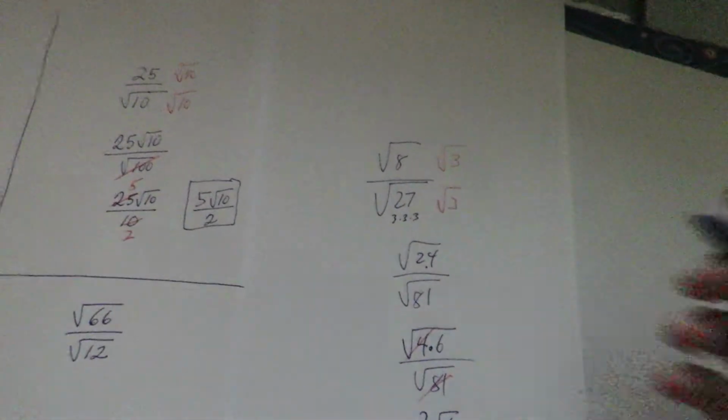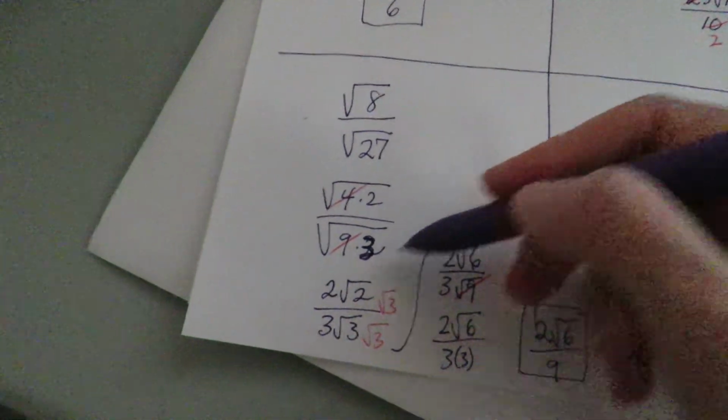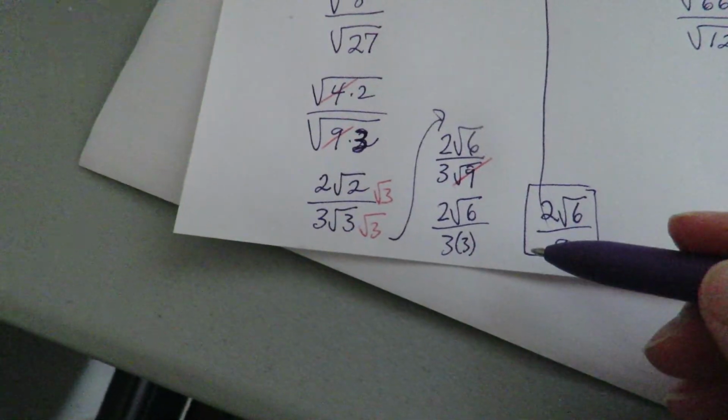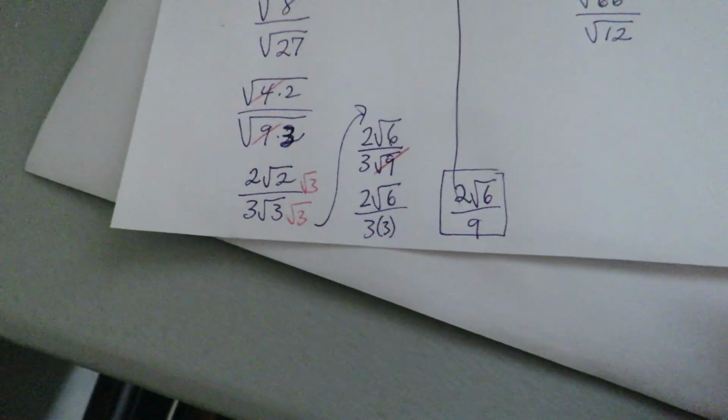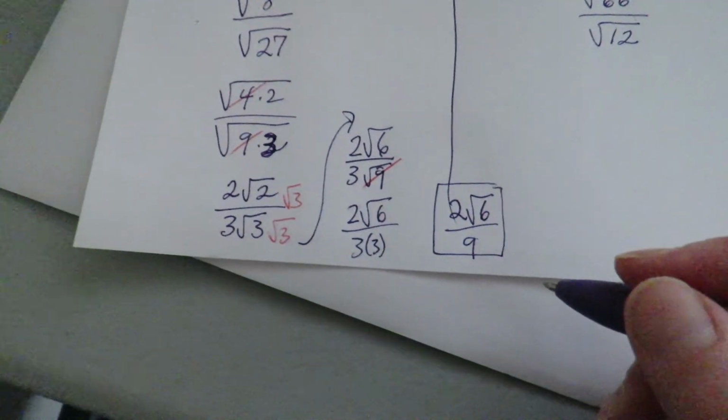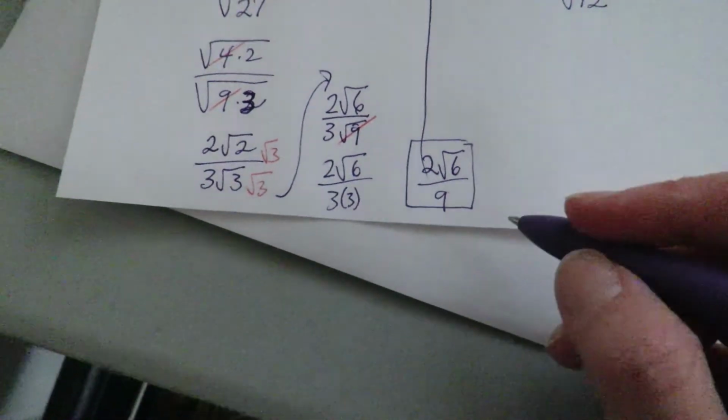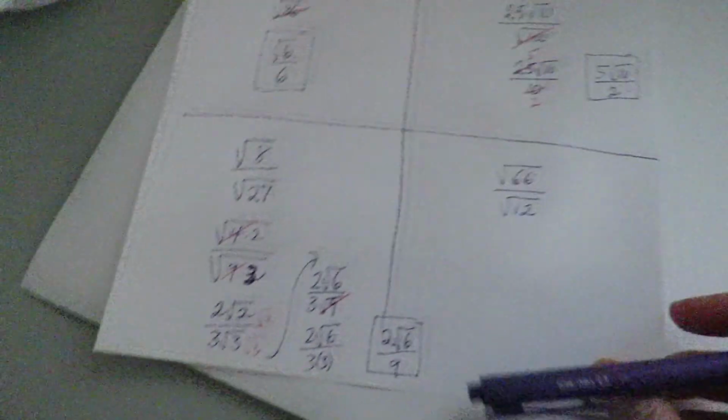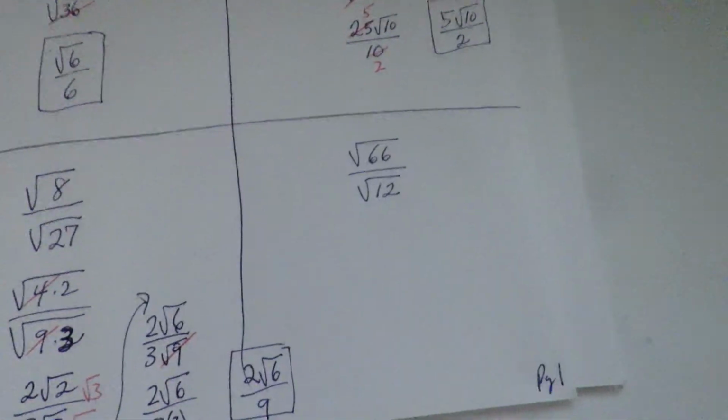So you can make it a perfect square straight off the bat, or you can simplify it first and then make it a perfect square in the denominator. Whatever order you want to do it in is fine. Just make sure that the final answer does not have a radical in the denominator. All right, let's do another one of these.